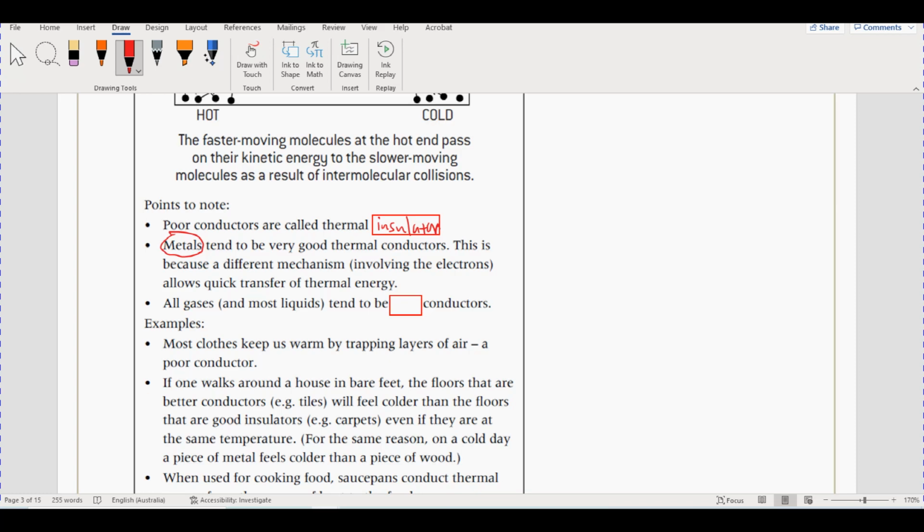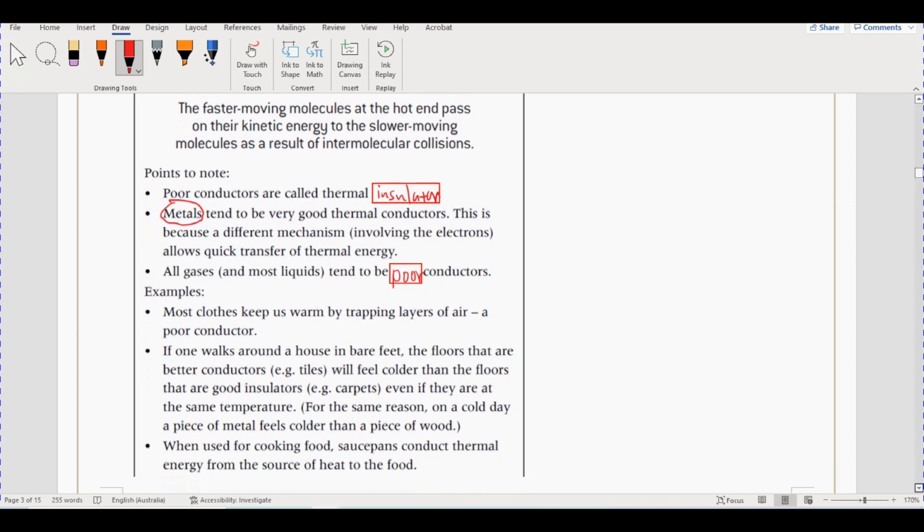All gases and most liquids tend to be poor conductors. It doesn't mean they can't conduct heat, they are just not good at it. But you may say, sometimes with boiling water, how can the heat transfer within the liquid? Is there another way to transfer the energy? Possibly you already have the answer in your mind, which is convection.